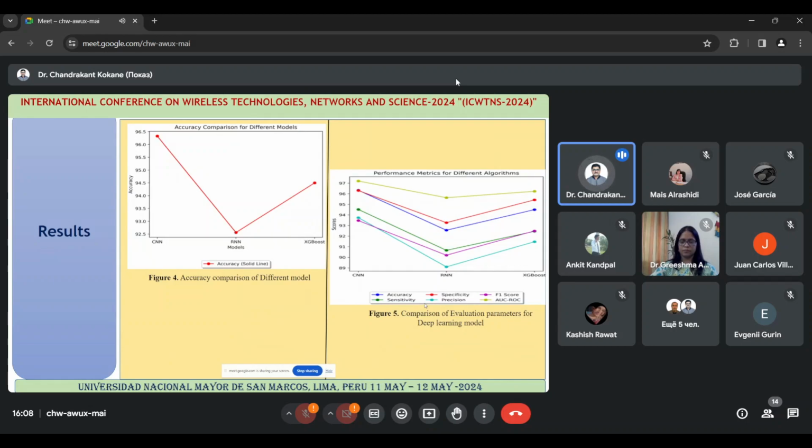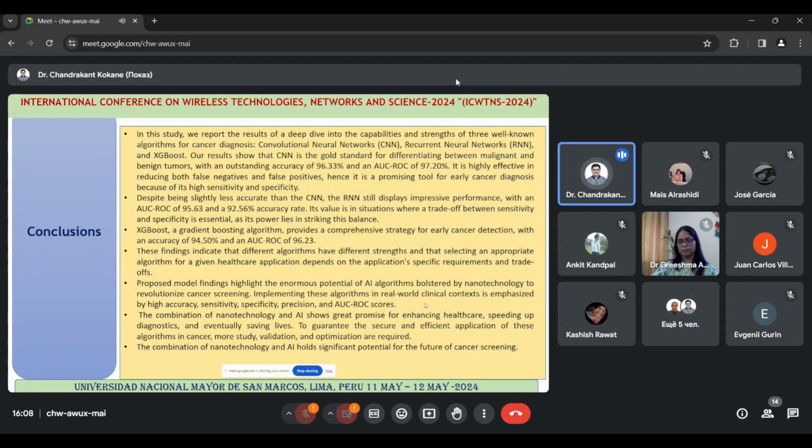So again, if we observe the accuracy, sensitivity, specificity, precision, and F1 score, then again CNN is having good results in the field of detecting the images, taking the images as an input, and detection of the early stage. So last we are talking about the conclusions. Here, as I rightly said, the CNN is generating good results, with 96.33% accuracy.